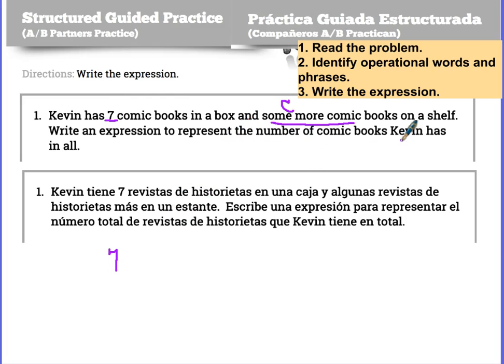And I want the number he has in all. So that tells me I'm going to be adding. So I have 7 plus C, or the number of comic books. You could also write it as C plus 7, the number of comic books plus the 7 he has in the box. And that's it. So now we're going to go to the next structured guided practice.